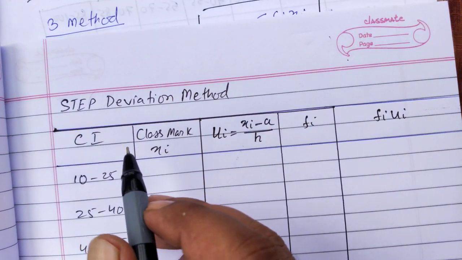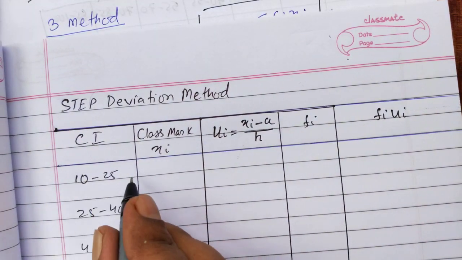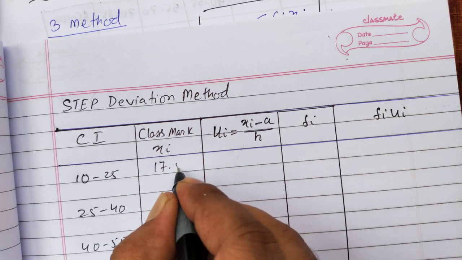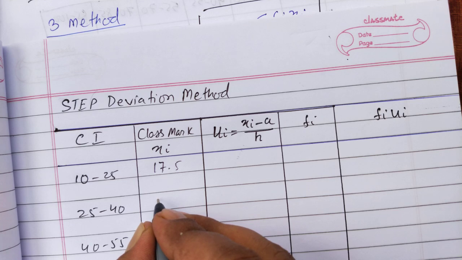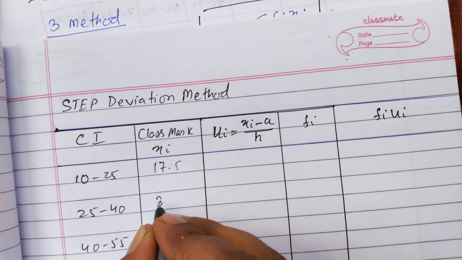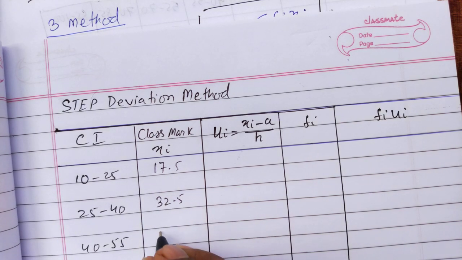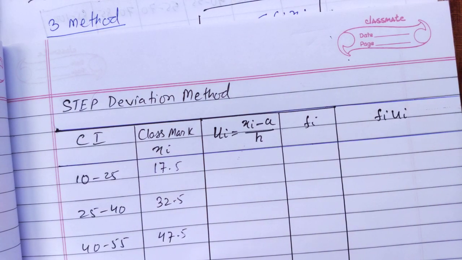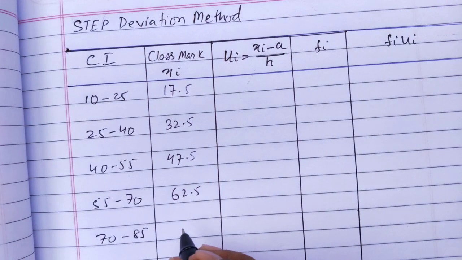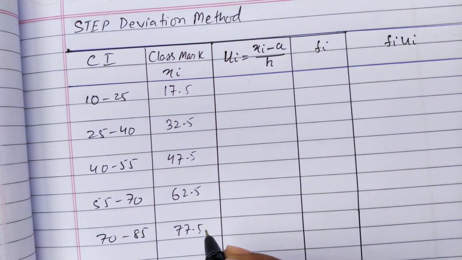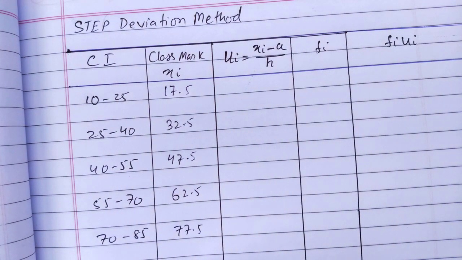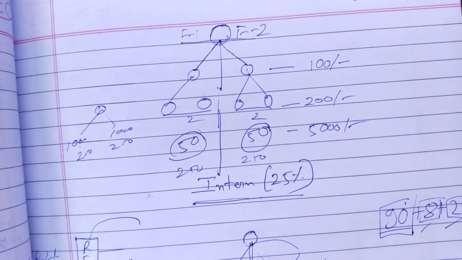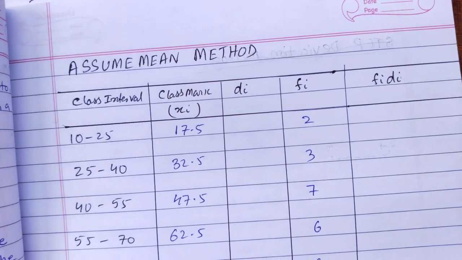Class mark, as we have done, we have to add and divide by 2, so 17.5, 32.5, 47.5, 62.5, 77.5, 92.5. This was the class mark. Oh sorry, I'm supposed to teach this one.